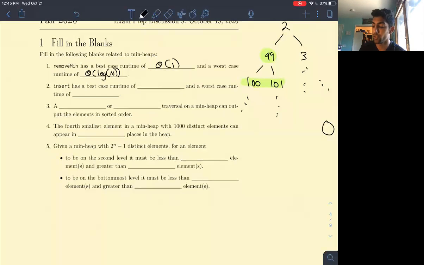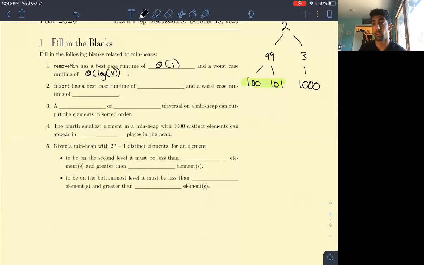Insert has a best case runtime of blank and a worst case runtime of blank. Perfect. Let's first quickly recall how insert works. If we have any heap, insert basically says, let's go to the next open spot in the heap, and then we'll put the number there, okay? So let's say we want to insert the number 1000. We'll say 1000, go to the next open spot. And we see here, if the number we insert is really, really big, we don't have to do any work, right? It's happy where it is.